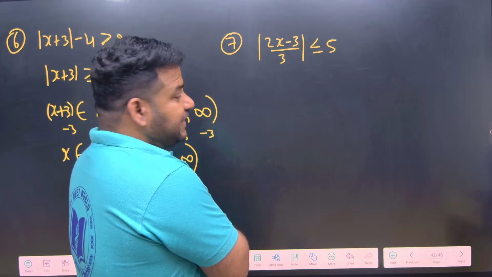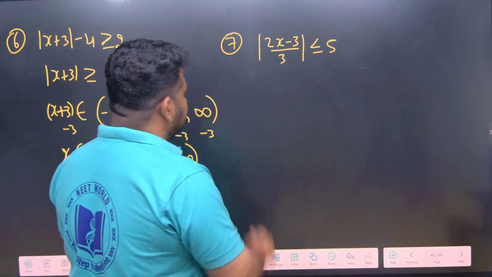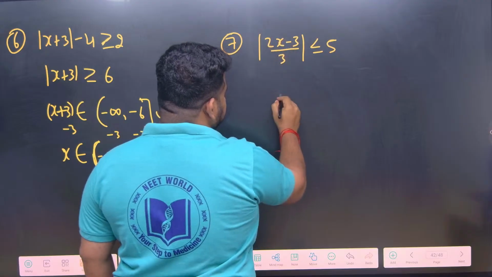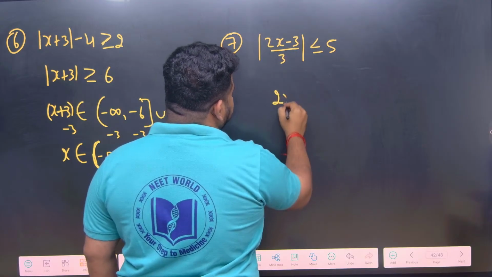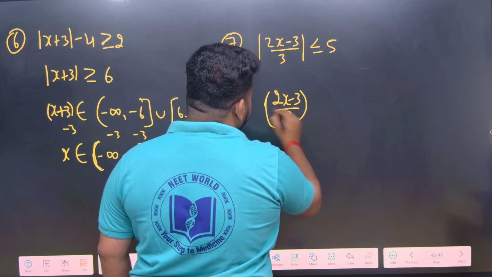But I want to find where x belongs to, not where (2x minus 3)/3 belongs to. So first, we will write (2x minus 3)/3 as it is, less than or equal to. So we can write it as: (2x minus 3)/3 belongs to this entire thing.